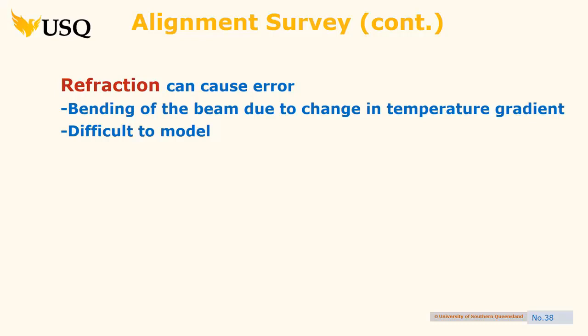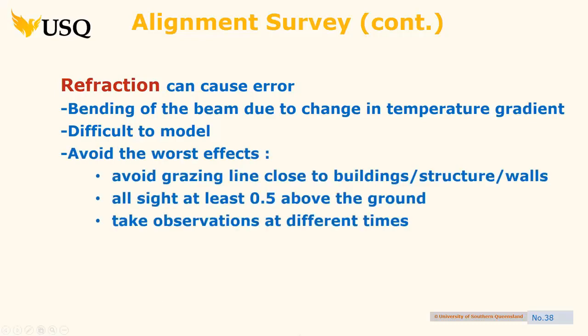Now, think about that when you're looking through a total station or with a laser beam. You will not see that actually bend. You don't know it's bending, but it is. So it's not something you can tell just by observation. It's very difficult to model. All you can do is try to avoid it.